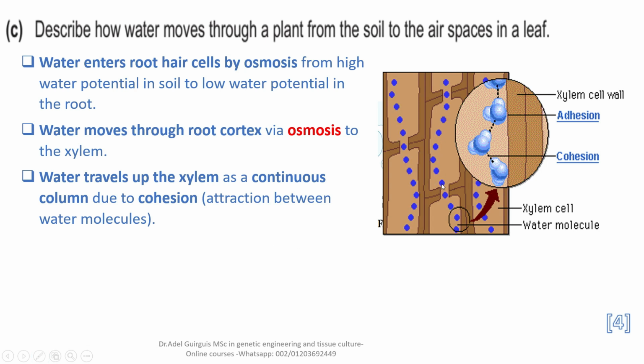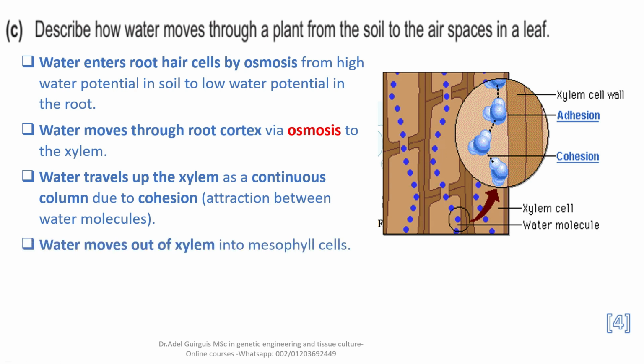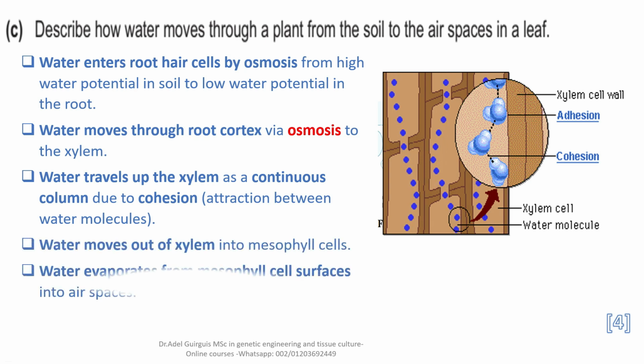Here look, water moves through xylem vessels in a continuous column due to cohesion and adhesion forces of water molecules. Cohesion is due to attraction forces between water molecules in the form of hydrogen bonds, and adhesion means sticking of water molecules to the wall of xylem vessels. Now water moves out of the xylem into mesophyll cells.